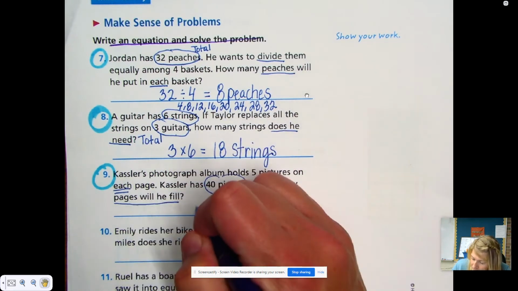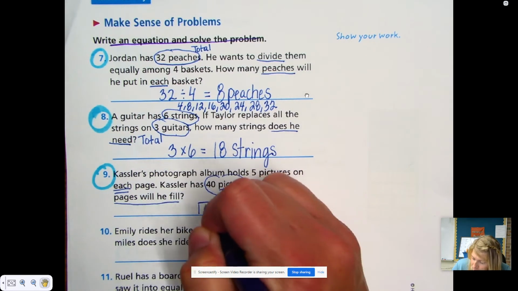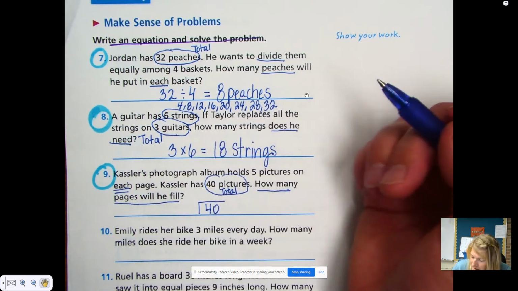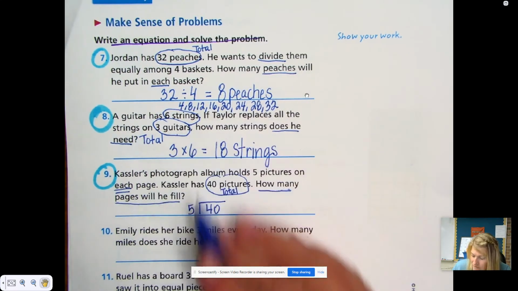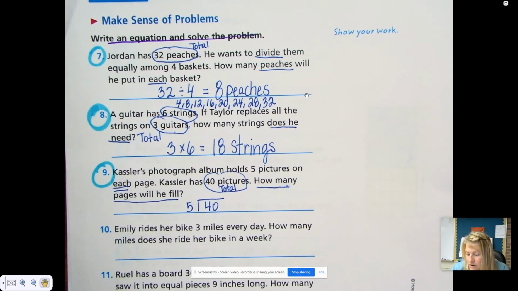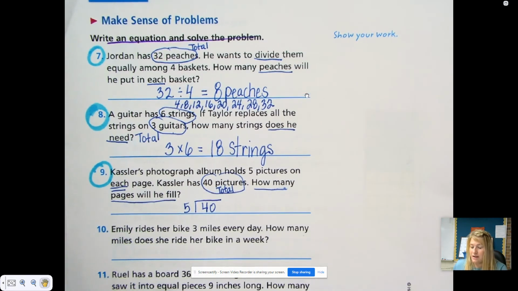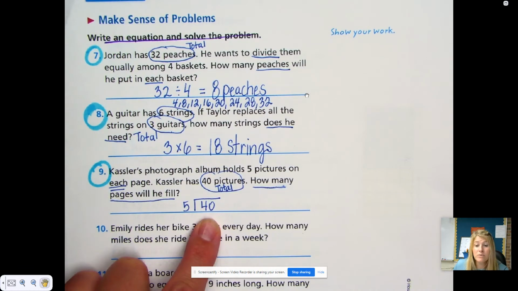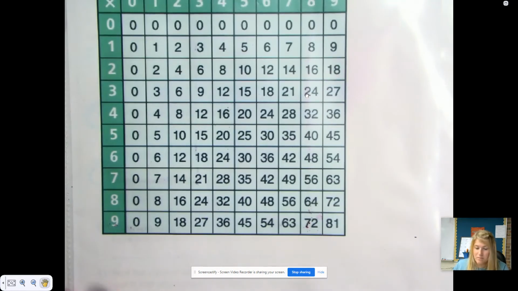So 40, I'm going to use a different symbol this time. 40, this is my dividend, divided by 5, that's my divisor. This is how many will be in each group, will give me my answer. 40 divided by 5. How can I solve this? I'm going to use that multiplication chart again. I'm going to go to my factor 5 and find the multiple 40. Multiple is a skip count number.